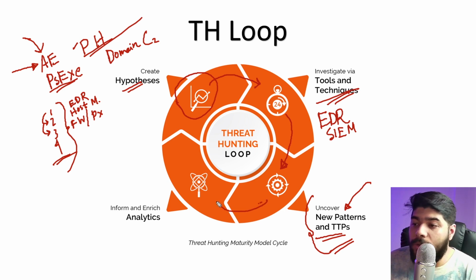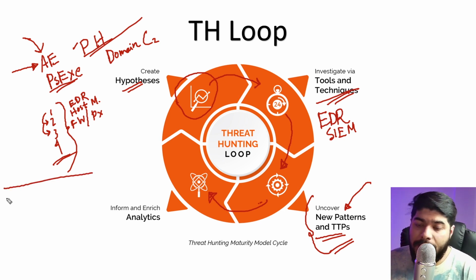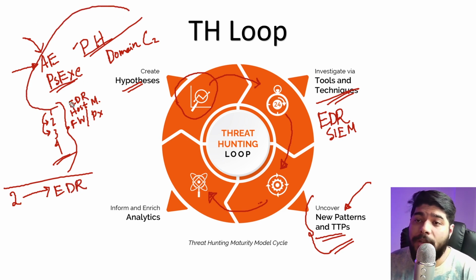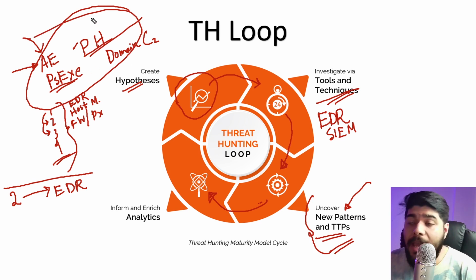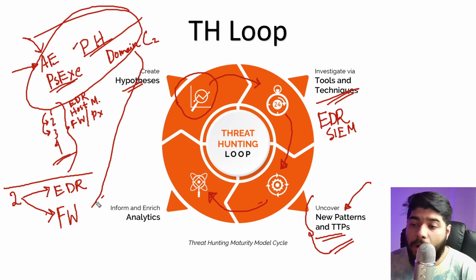The fourth phase we look at is to inform and enrich your analytics. What do I mean by that? Let's say there are two data sets we are working on. One data set is your EDR logs, giving you data from searching for all these hashes for AE Explorer, PsExec, Process Hacker, all those tools. The second data set is probably your firewall logs, where you are searching for this domain information, or something like your C2 information or IP address information.